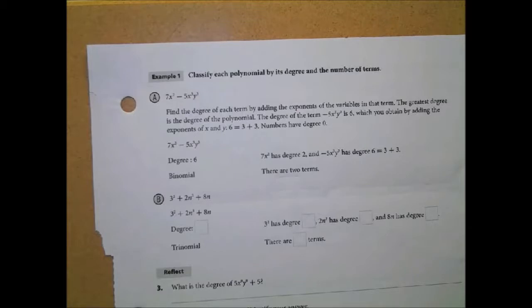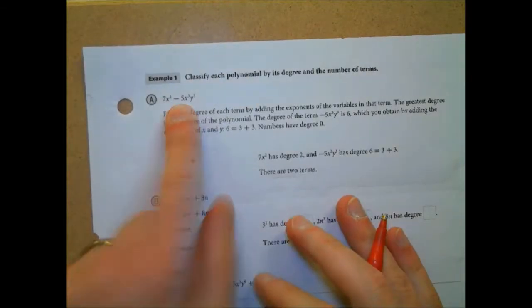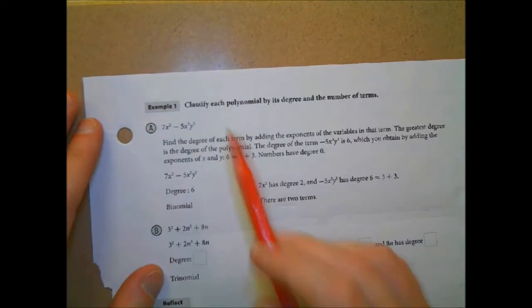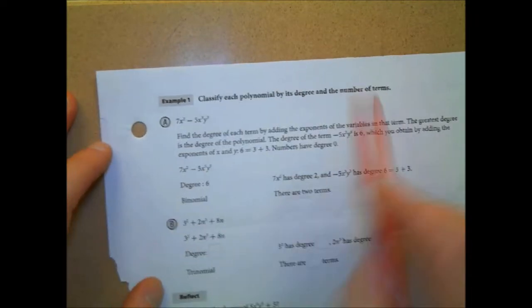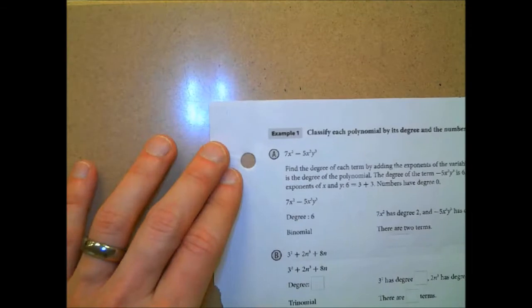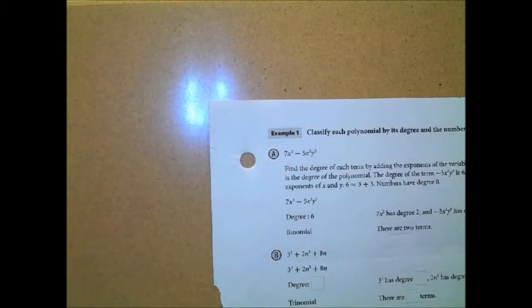Okay. So let's go to our next page here, page 807. Classify each polynomial by its degree and the number of terms. Let's just zoom in there on letter A. Again, this is page 807.